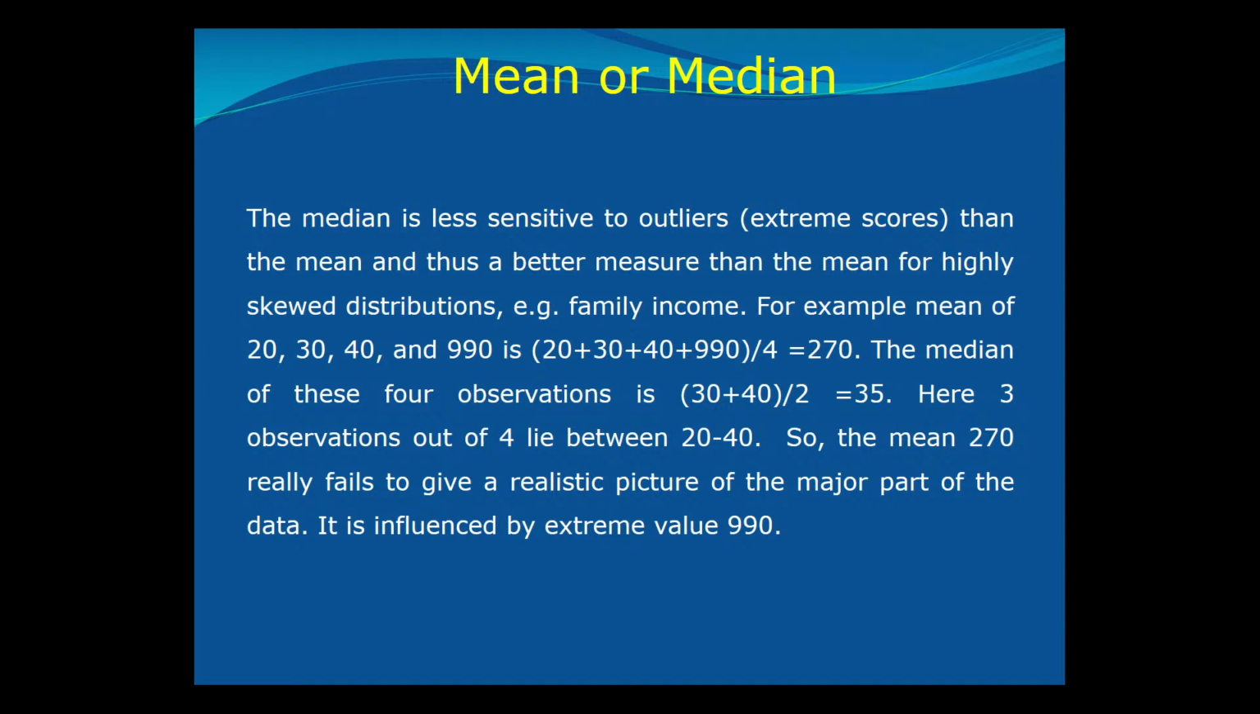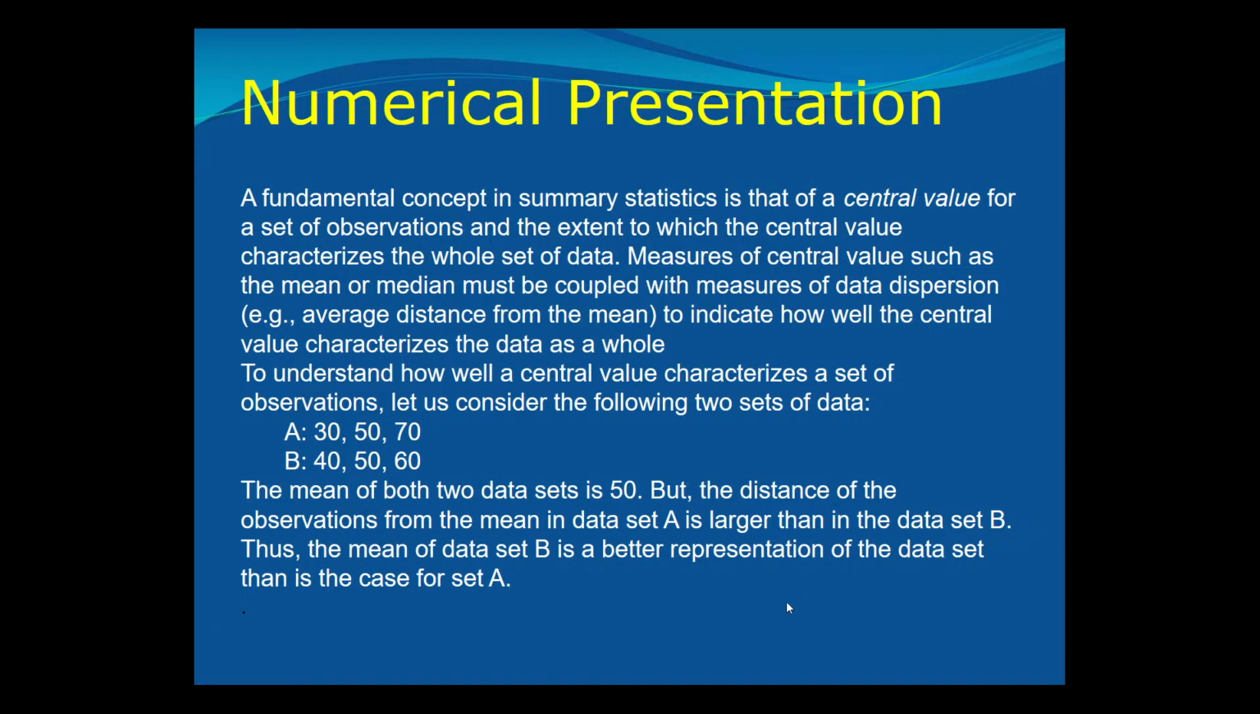So the mean of 272.5 really fails to give a realistic picture of the major part of the data. It is influenced by the extreme value 1,000. So in this example or similar examples, you should use median, not mean, if in the data set there are some extreme values which vary a lot from other observations.